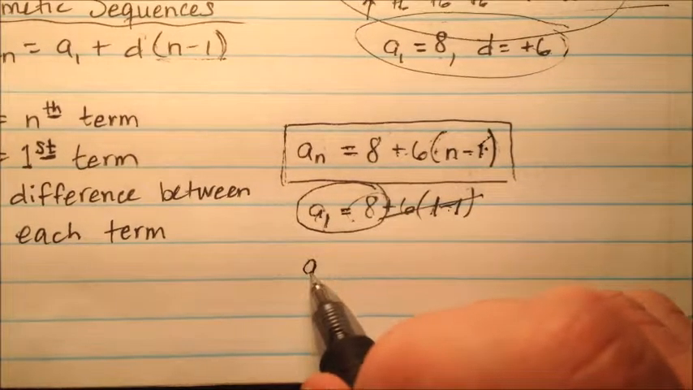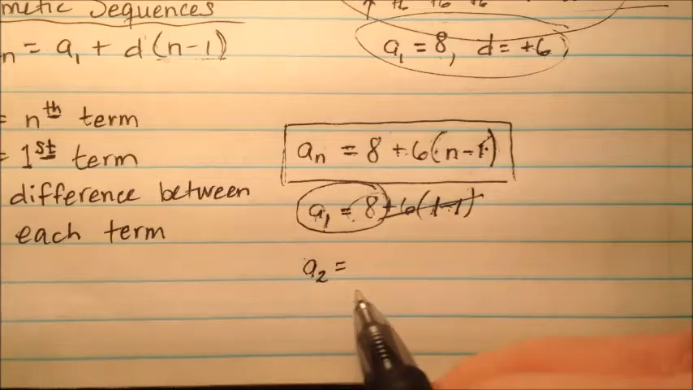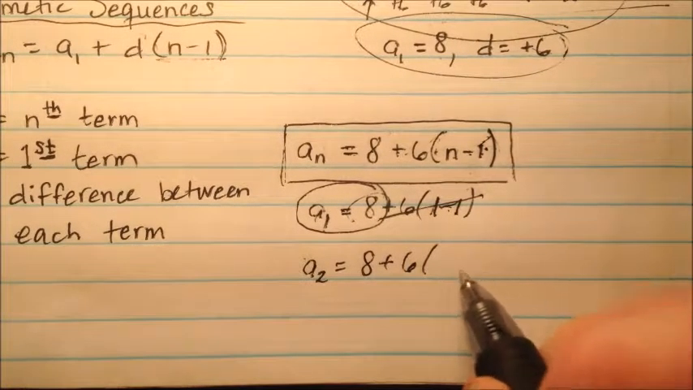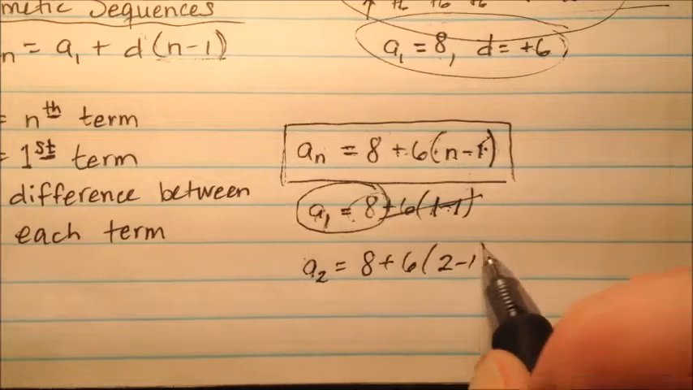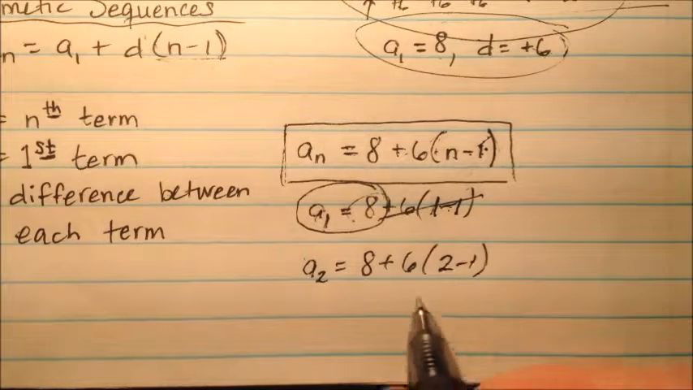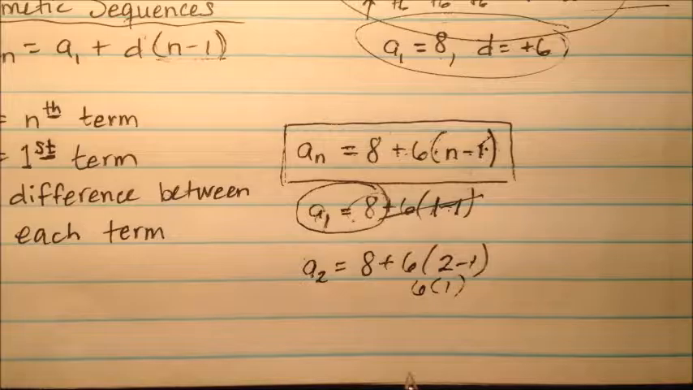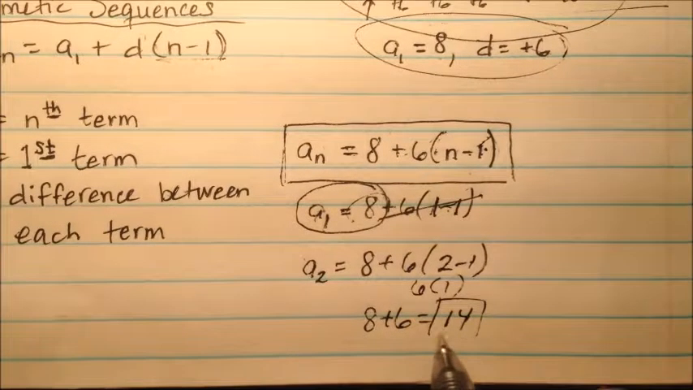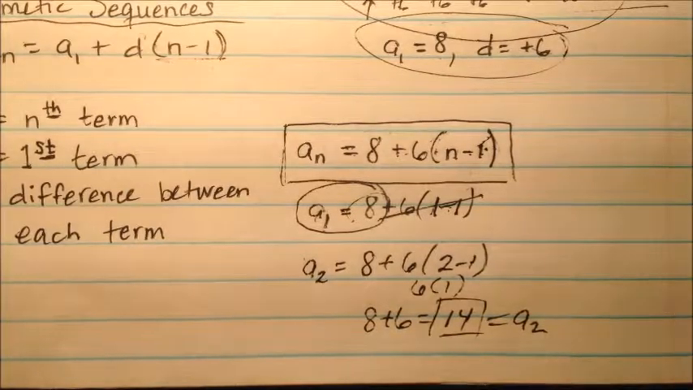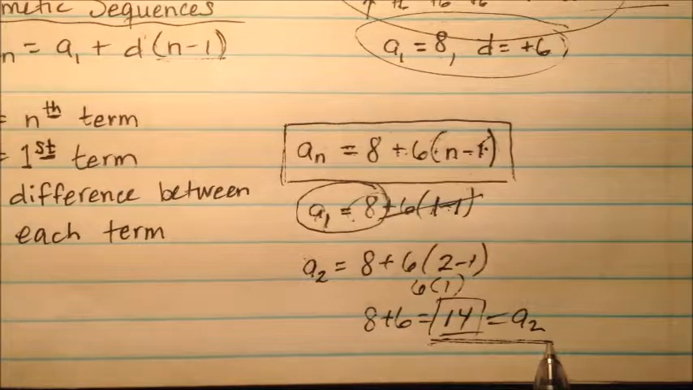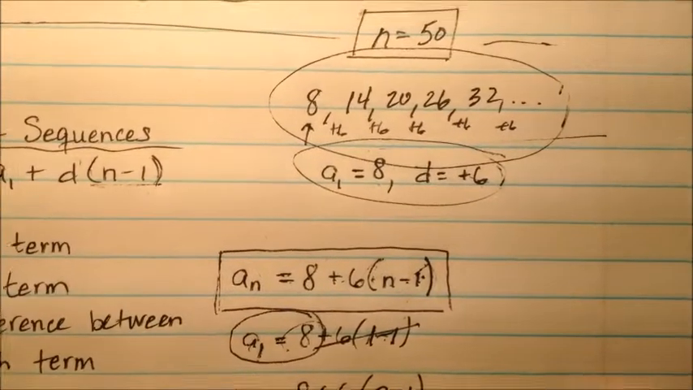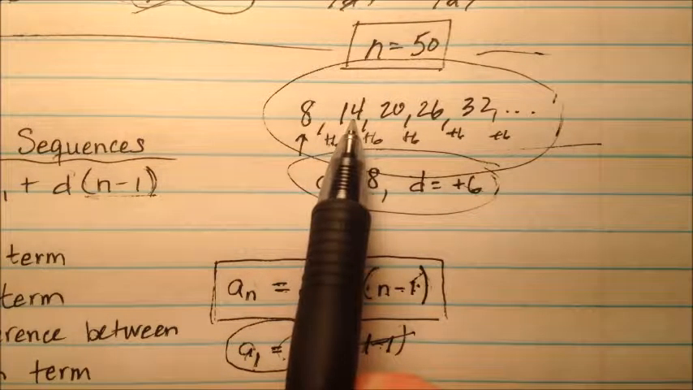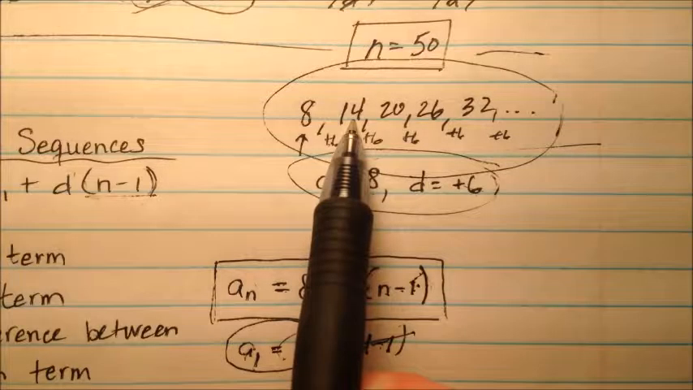Let's think about trying to find my second term. So a sub 2 is going to be 8 plus 6 times some quantity, n, which is 2 again, minus 1. So 2 minus 1 is 1. 6 times 1 is 6, so 8 plus 6 equals 14. And we're saying this is a sub 2, or my second term. If we jump back up here, we notice we start with 8, we add 6 one time, and we get 14. So think about this for a moment.